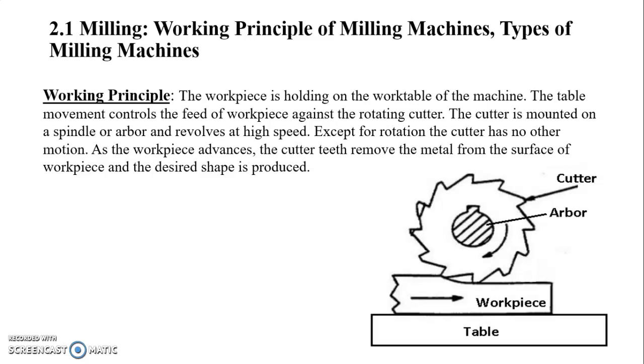The cutter is mounted on a spindle or arbor and revolves at a high speed. Except for rotation, the cutter has no other motion. As the workpiece advances, the cutter teeth remove the metal from the surface of the workpiece and the desired shape is produced. The metal is removed by a series of cutting edges of the tool, in the form of discontinuous chips. The work can be fed in longitudinal, vertical and crosswise direction. As the cutter advances, the metal is removed from the work surface to obtain the desired shape.